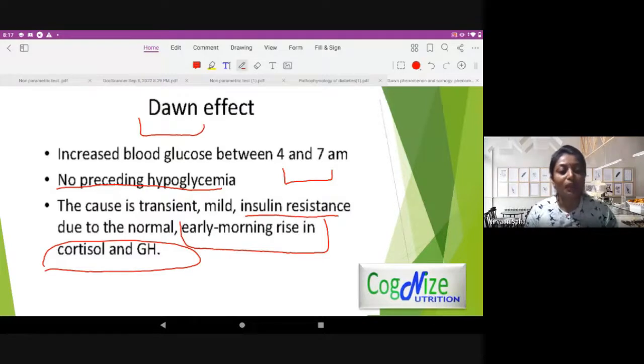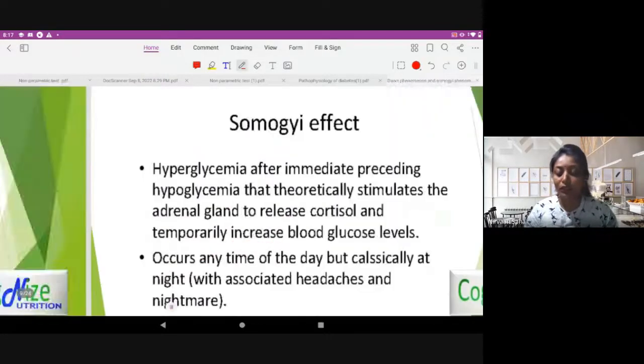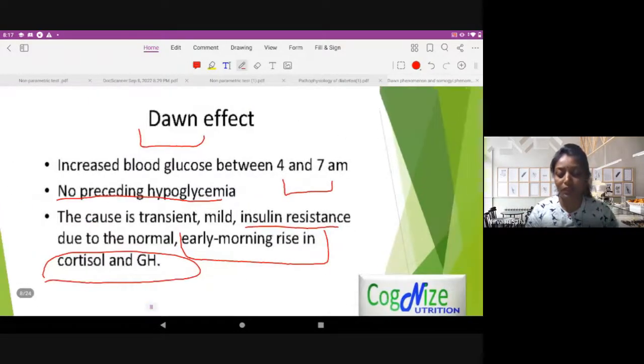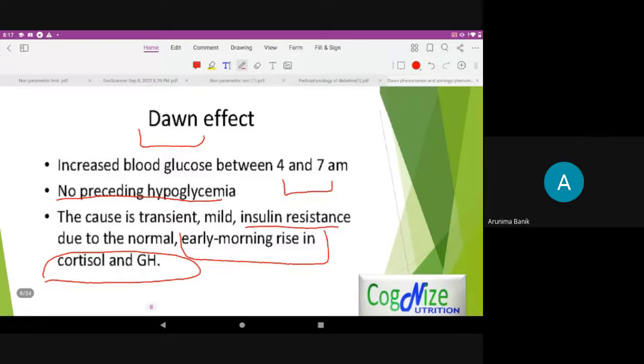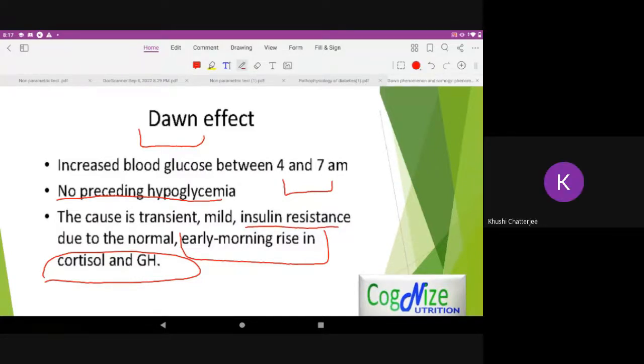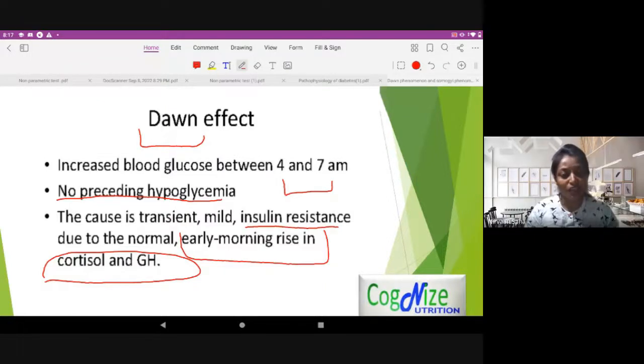Now, tell me one thing. If I talk about a teenager, which hormone will you see? Which hormone is common in a teenager? Growth hormone. Yes, growth hormone. So in the case of a teenager, definitely this process will be active. Dawn phenomenon will be active.